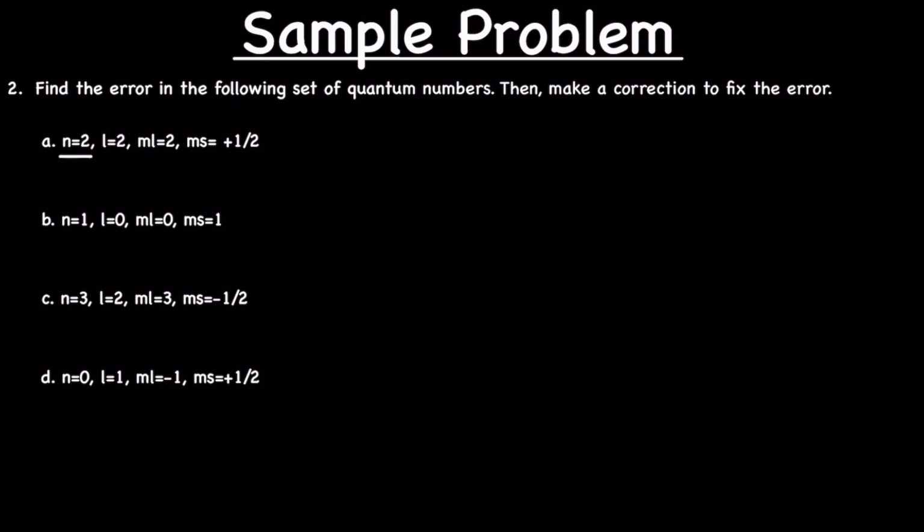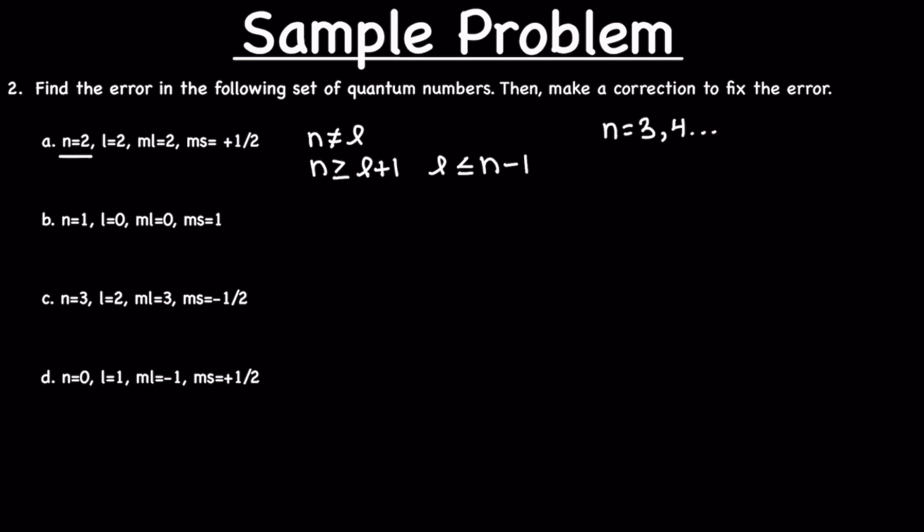For L, we know that n cannot be equal to L. N is going to be greater than or equal to L plus 1, or L is going to be less than or equal to n minus 1. Nowhere in those formulas are we told that they can be equal to each other, so for that reason, it's wrong. In order to make the formula right, we can make n any value bigger or equal to L plus 1. So if L equals 2, we can say that n can be 3, 4, or beyond.